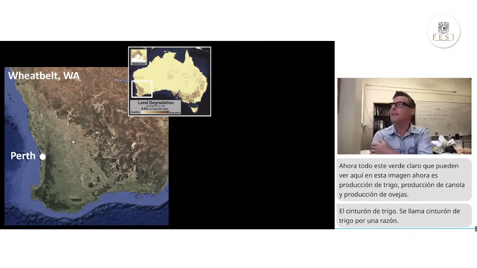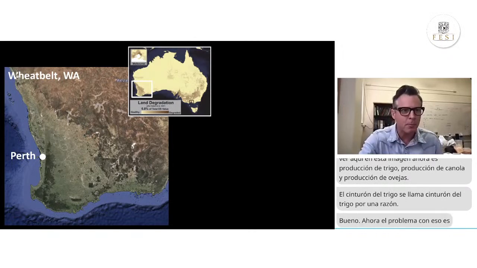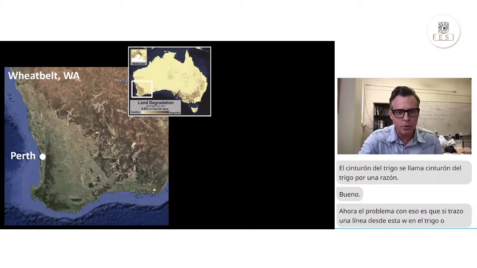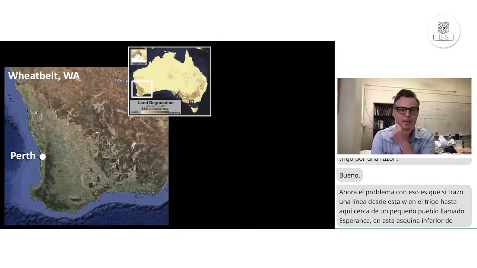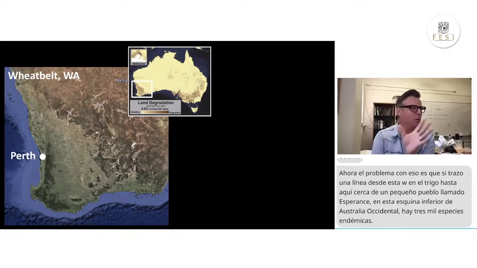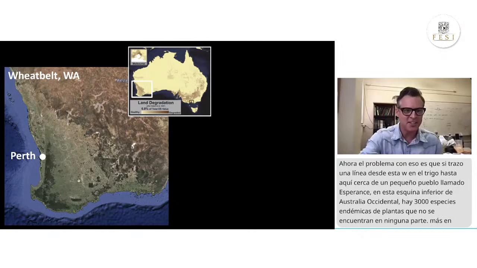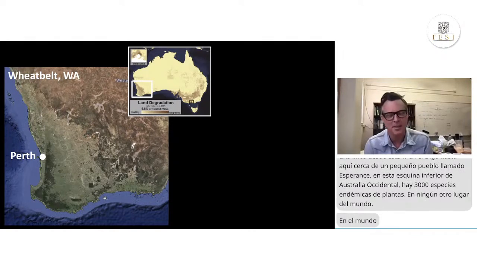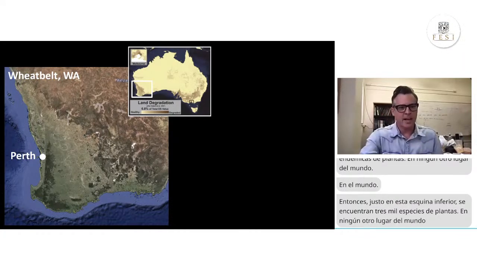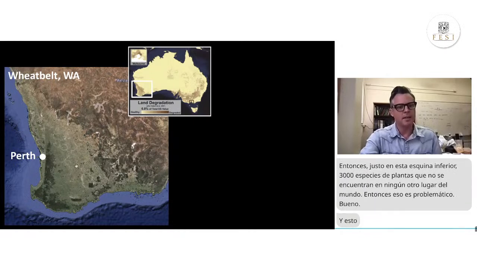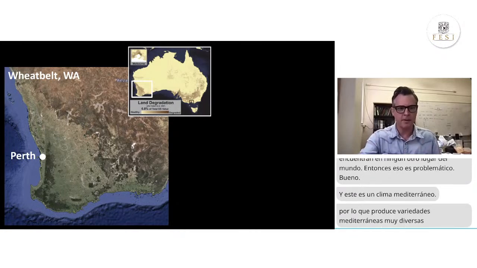Now, the problem with that is that if I draw a line from this W in the wheat all the way down to over here near a little town called Esperance, in this bottom corner of West Australia, there are 3,000 endemic species of plant that occur nowhere else in the world. So just in this bottom corner here, 3,000 species of plant that occur nowhere else in the world. So that's problematic, okay? And this is a Mediterranean climate. So it produces very diverse Mediterranean climate flora. It's very, very famous.